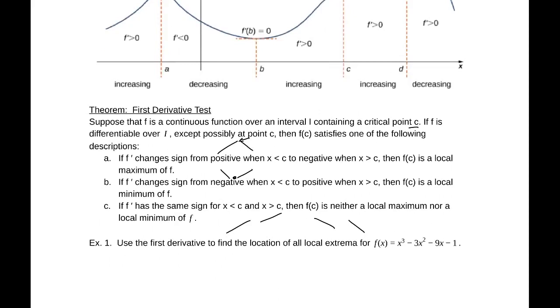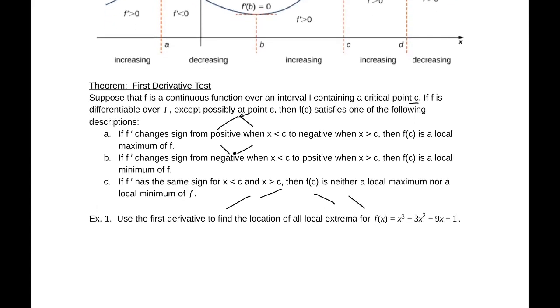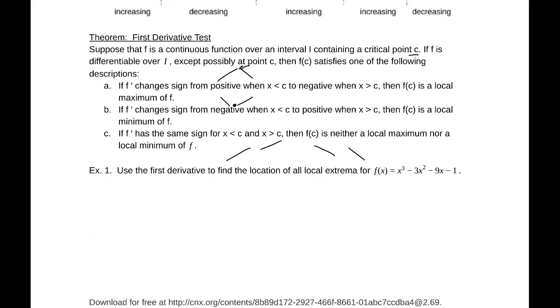Use the first derivative to find the location of all local extrema for f of x equals x cubed minus 3x squared minus 9x minus 1. Well, let's begin by taking the first derivative. The first derivative there is 3x squared minus 6x minus 9.